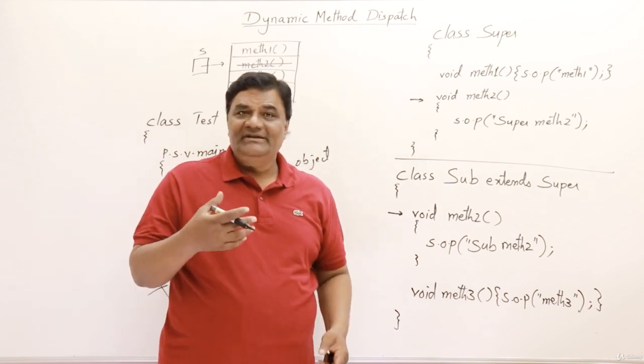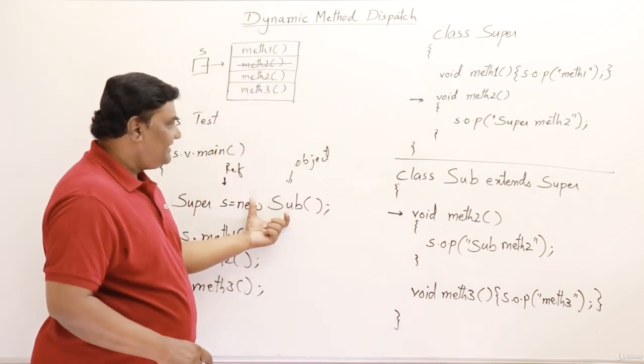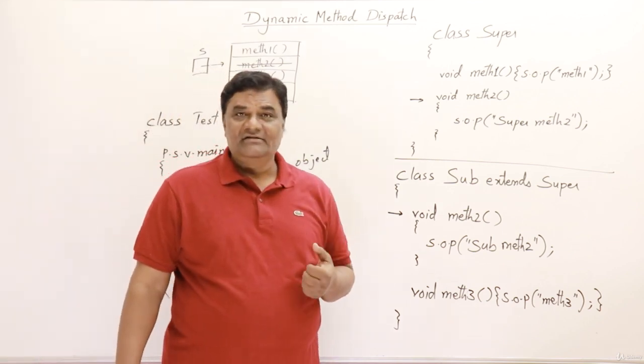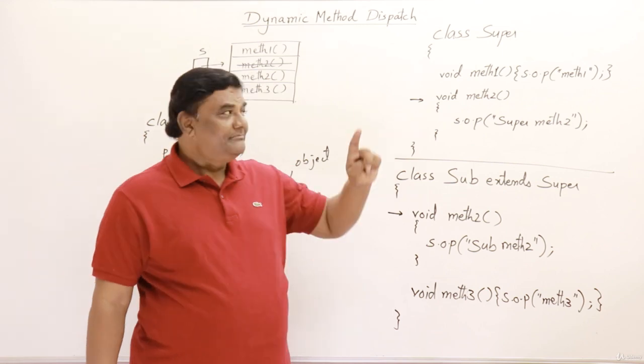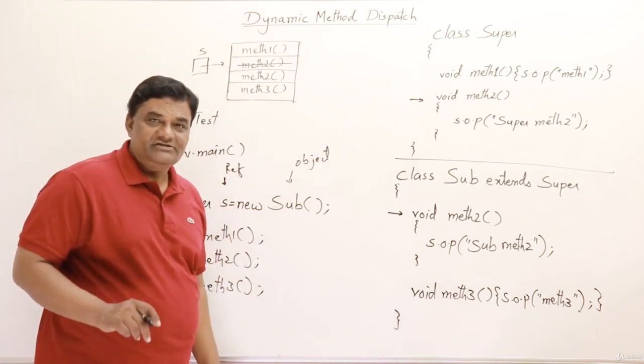It doesn't know about method 3. Though it is present in the subclass object, the reference that is used doesn't have that idea. It knows only two methods, meth1 and meth2. So let us conclude something from this discussion.